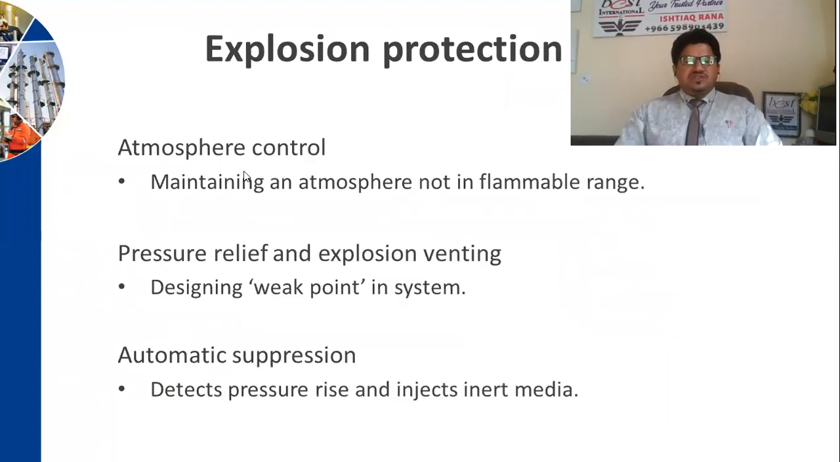Explosion protection systems include atmosphere control, maintaining an atmosphere not in the flammable range, and pressure relief and explosion venting, which means designing weak points into the system. Intentionally, you need to design it. Automatic suppression detects a pressure rise and injects inert media also.